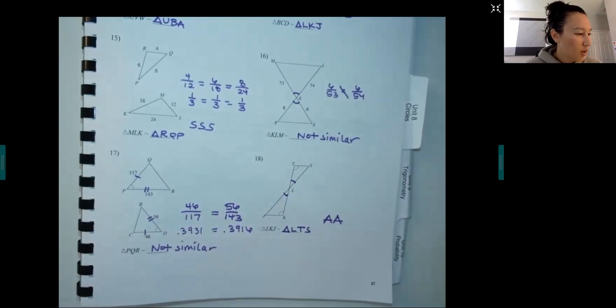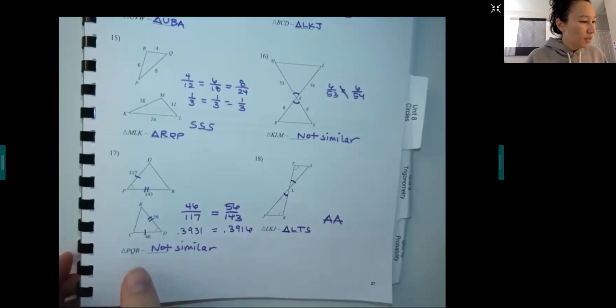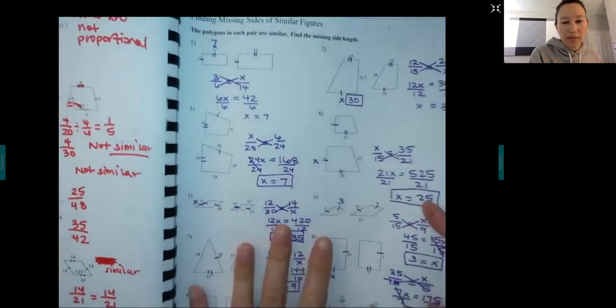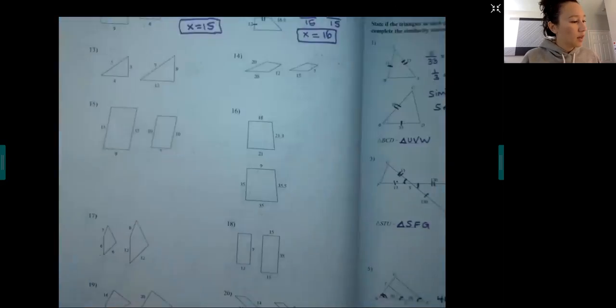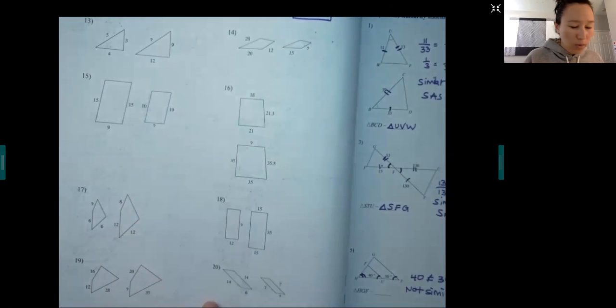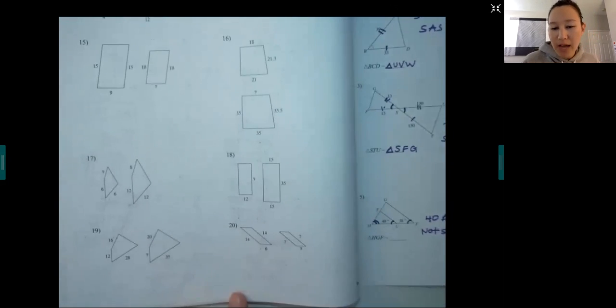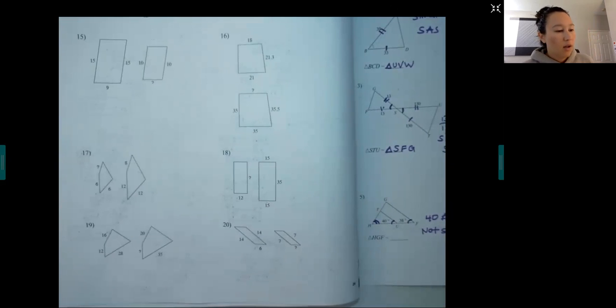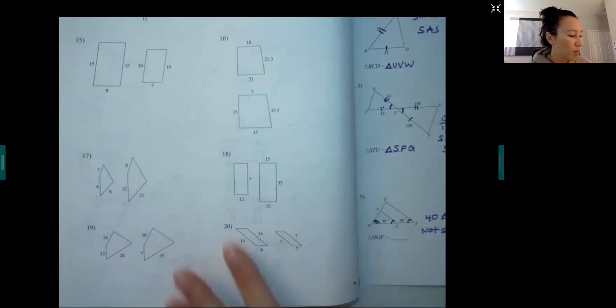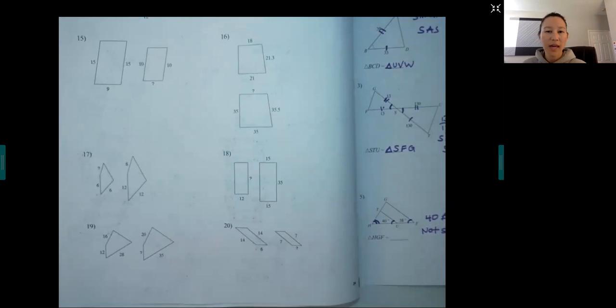Okay, so you guys are almost done for the week. All you have to do is finish the first assignment that we started, finding the missing sides of similar figures. You need to just finish page 24, and then you just have your checkpoint for Friday's work. We finished the rest of the week's work. If you want to stay on and if you need help on page 24, you can.